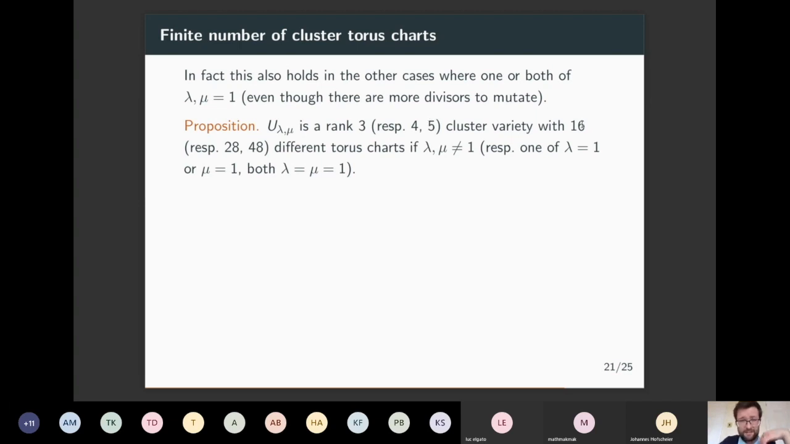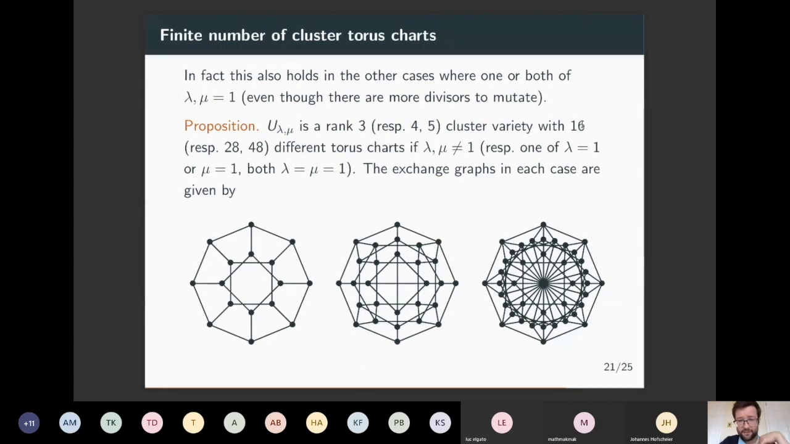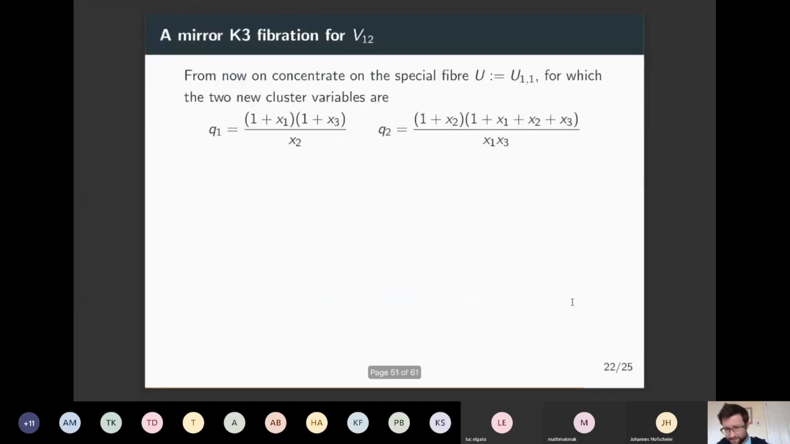And you can calculate the number of different torus charts these cluster varieties have, and you can even draw their exchange graphs. The exchange graph for the third case isn't so clear. It's a bit complicated, and a lot of the nodes are squashed one on top of the other, but at least you can see what happens. So on the left here, I have a 3-valent graph because I can mutate each model in 3 different ways, and this becomes 4-valent in the picture in the middle and 5-valent in the picture on the right. So these have very nice cluster-like structure.